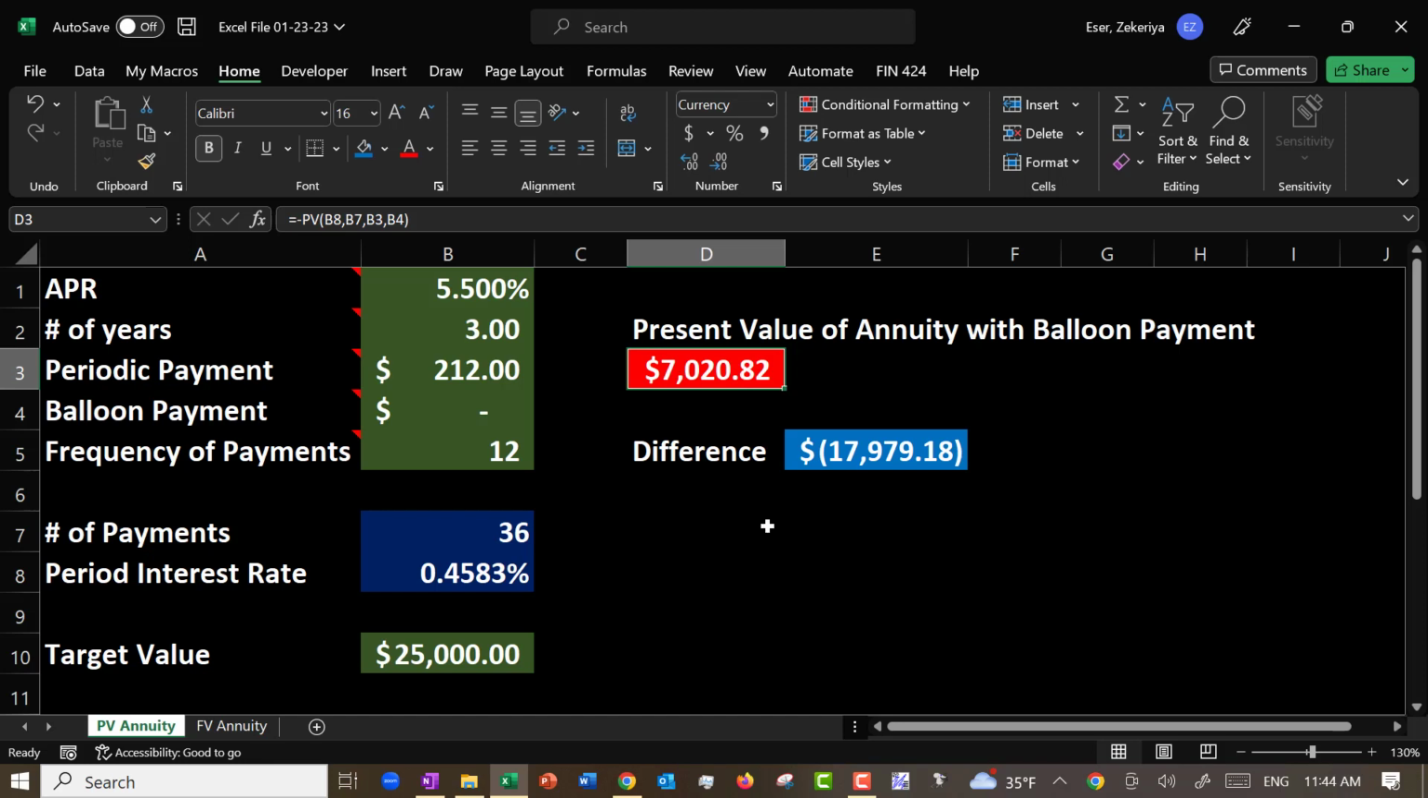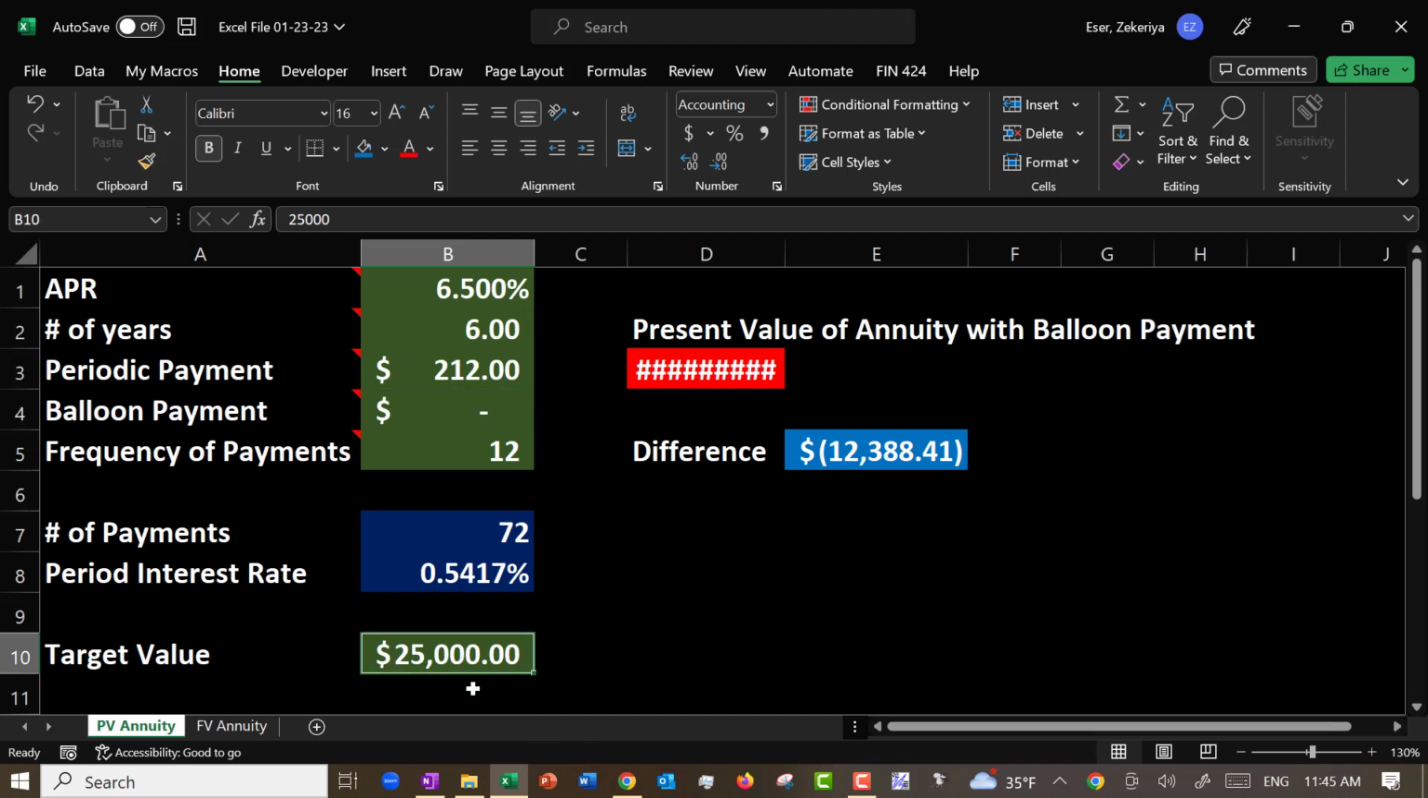That is the current value of the loan. What would be the payments if I extended this into a 6-year loan and the new interest rate is 6.5? Probably interest rates have increased since you originally got the loan. So let's first make this 6.5 and 6 years. Now, I want to know what would be the payment if I did this.